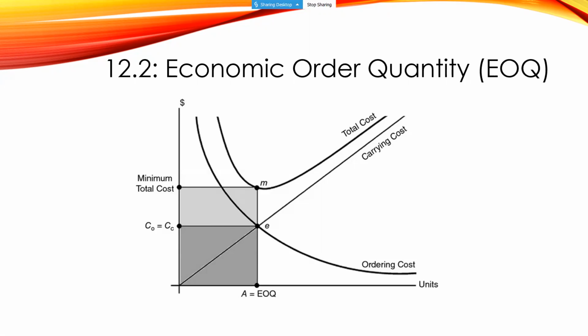Ordering costs: basically the more you order, the less it costs per unit. The lower number of goods you order, the more it is per unit. So that's somewhat of an asymptotic relationship, approaching the x-axis there. The intersection of ordering cost and carrying cost, where those are equal, would be your economic order quantity. That's what we're trying to find out here.